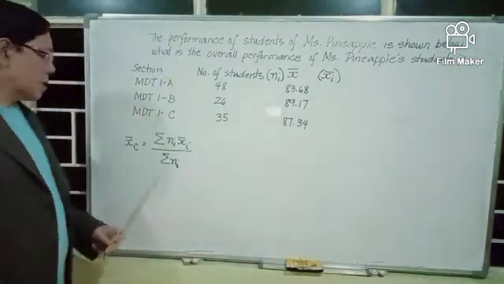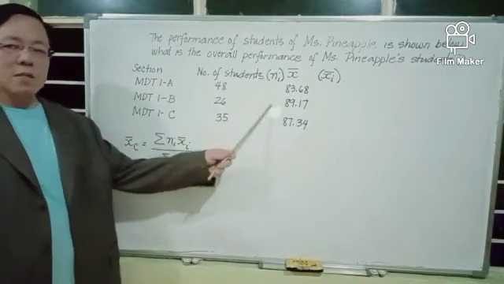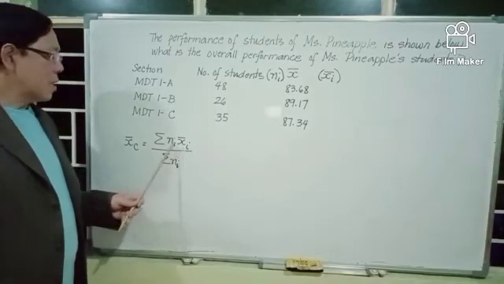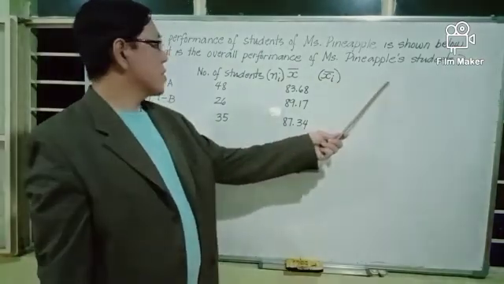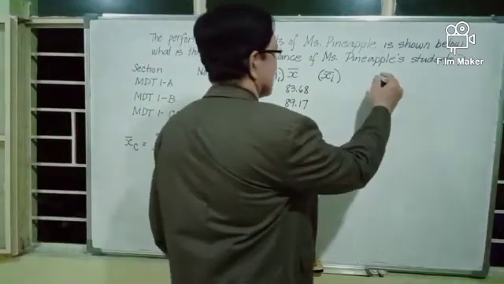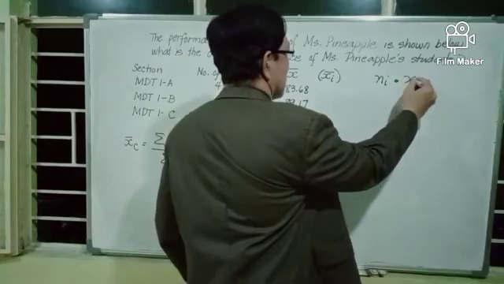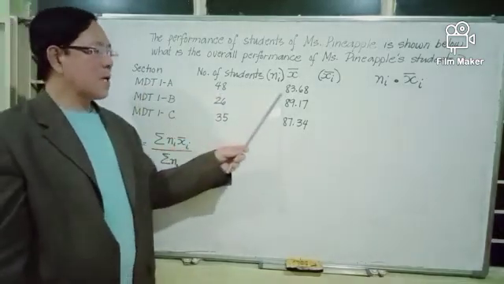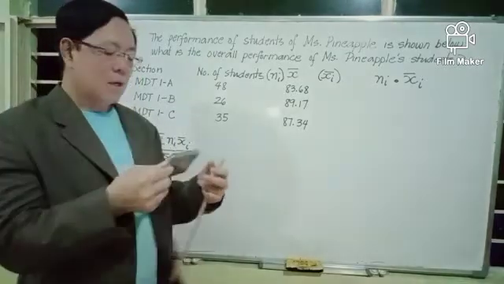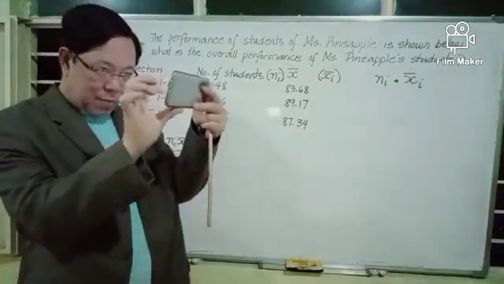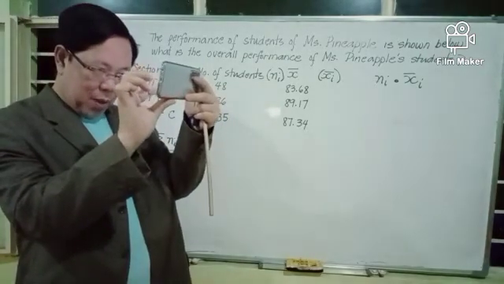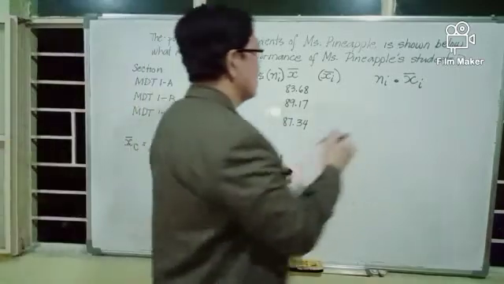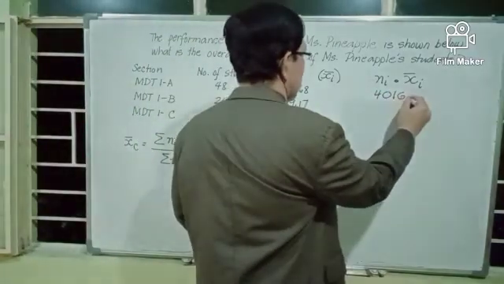The first step to compute the combined mean, the first step to combining the three means of the three groups, is to multiply the number of students in each group by the mean of the group. Thus, we add a fourth column for the product n sub i times x bar sub i. For the first section, MDT 1A, we multiply 48 by 83.68, and we find that product using a calculator. We have 48 multiplied by 83.68. You should get 4,016.64.